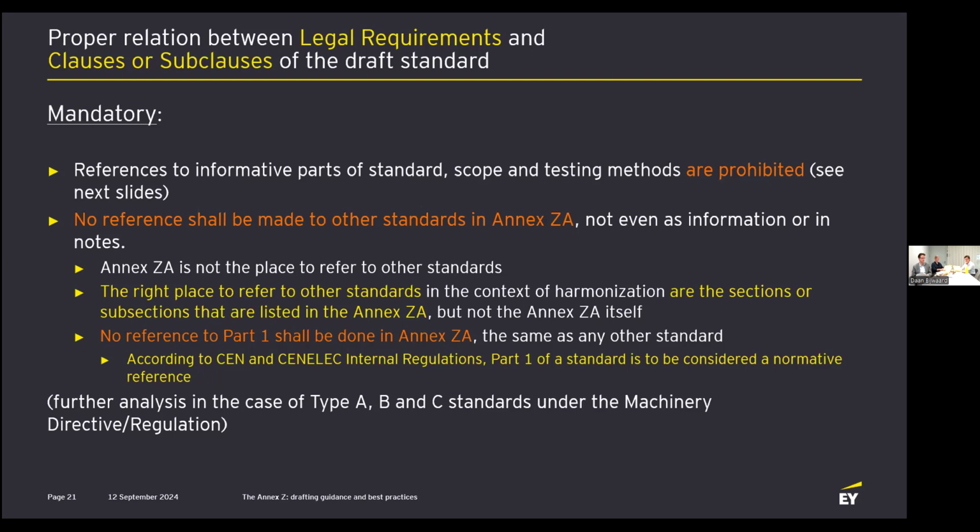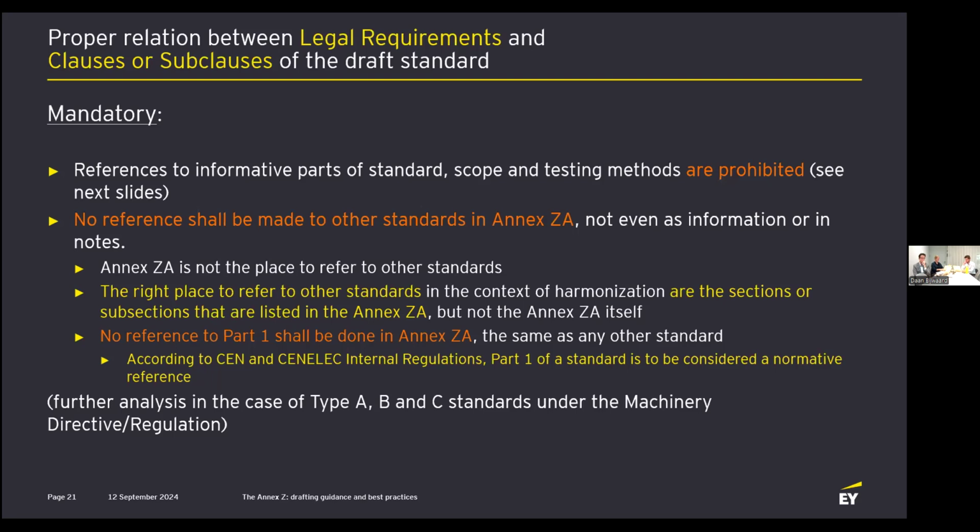And I know we are going to have discussions about this, but let me re-emphasize the message. If you want to make reference to another standard, Annex ZA is not the place to do it. You have to do it in the harmonized parts of the standard. A particular example of this is the part ones of the standards. We know that in series of standards, part one is considered somehow to be the general requirements, or the requirements that apply to any type of product within the family of products. But according to the CENELEC internal regulations, part one of a standard has to be considered as a normative reference. And if it's a normative reference, this means it's a different standard.